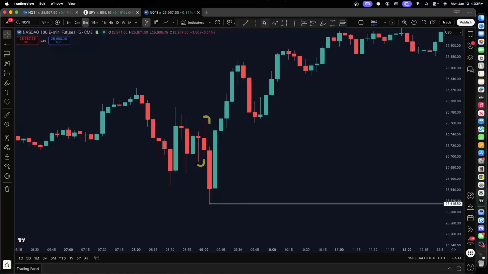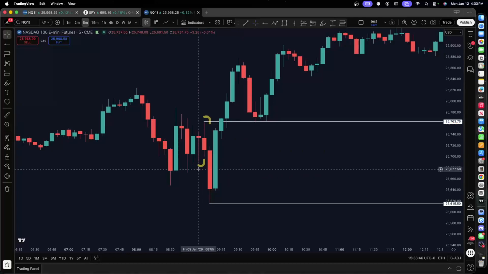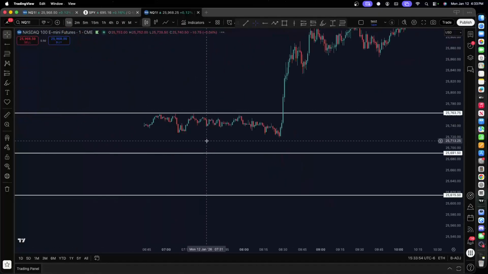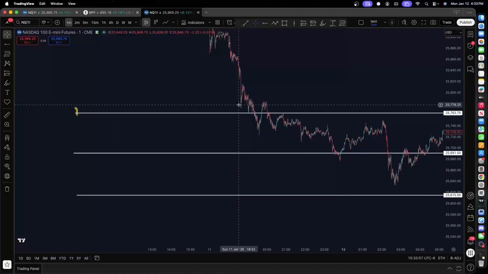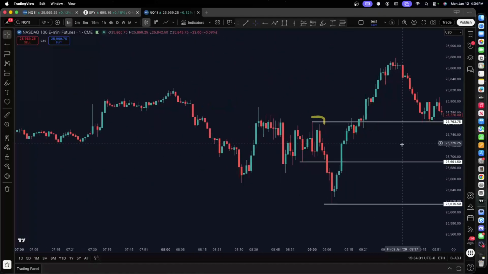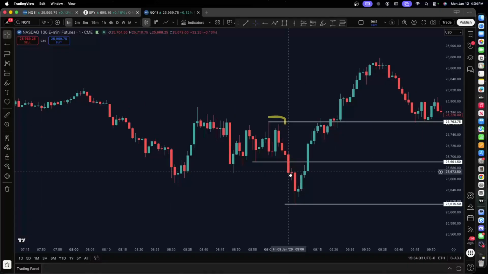Okay, so what's the highest point for the high? This, pink. And what's the lowest point? Pink. So when we come through it, let's go down. I'll do 1 minute. So when we come through it, what do we get? A break of structure. Bam.